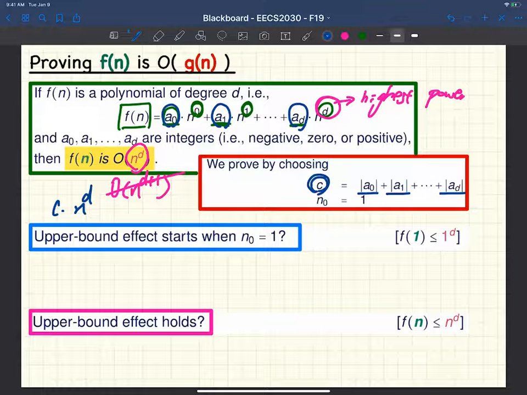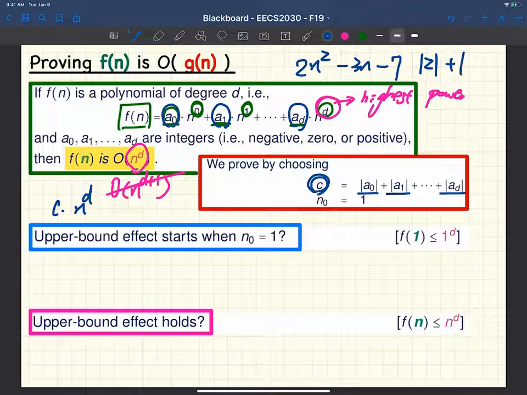Okay? Why should that be the absolute value? Simply because sometimes you may have something like this. You may have 2n squared minus 3n minus 7. In that case, how do we choose C? It's going to be absolute value of 2 plus absolute value of minus 3 plus absolute value of minus 7. Okay? In that case, you will simply get 12. That's how you choose the C. Okay? You don't really include any negative number in the C.